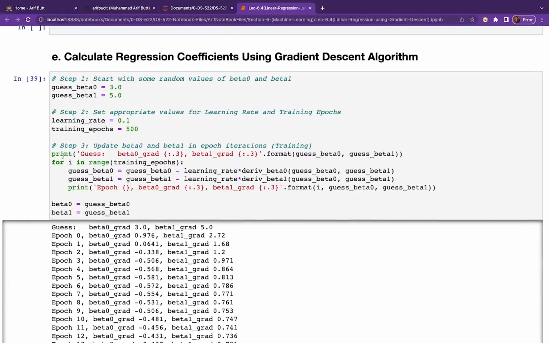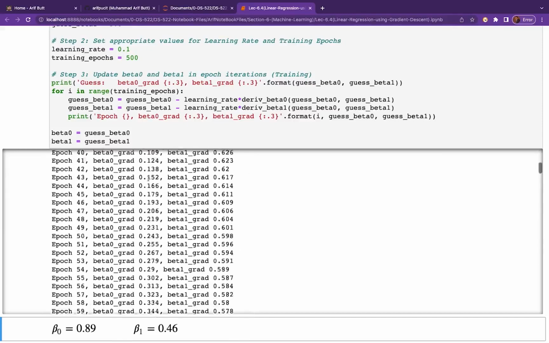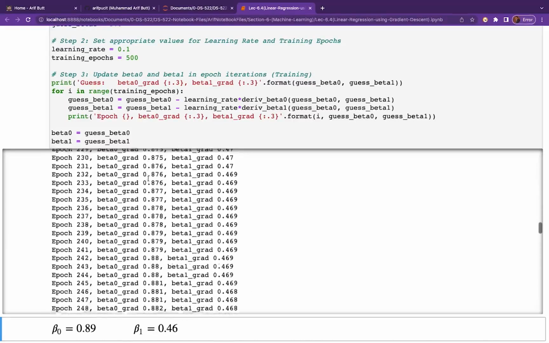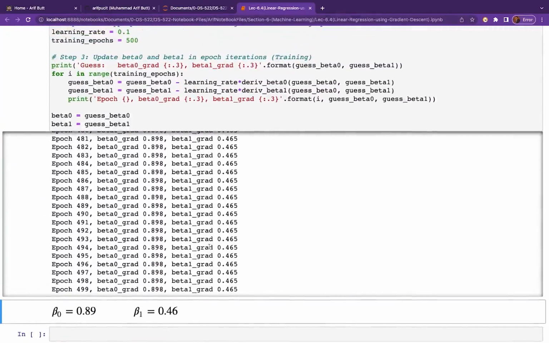I just printed all the values so that you should have a fair idea. Our initial guess for beta 0 was 3 and beta 1 was 5. And you see we are moving closer to the results after each iteration. And after roughly, I think, 200 iterations, we are quite close to the result. Beta 0 is 0.88 and beta 1 is 0.46. Okay. I hope this makes sense. Fine. So finally, the values are for beta 0 we have 0.89 and for beta 1 we have 0.46.